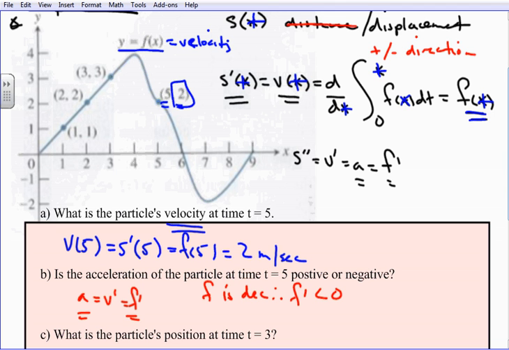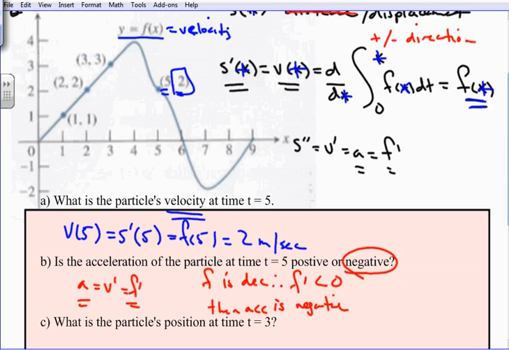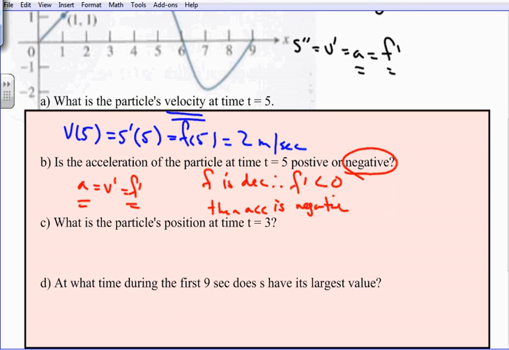All right, then acceleration is negative, and that's how we can identify that right there. Acceleration is f prime, f is decreasing, so f prime then has to be less than 0. All right, and then the acceleration is negative.